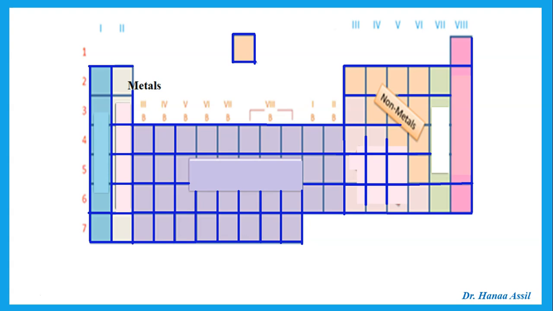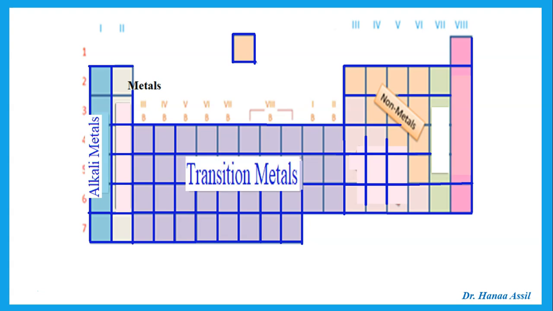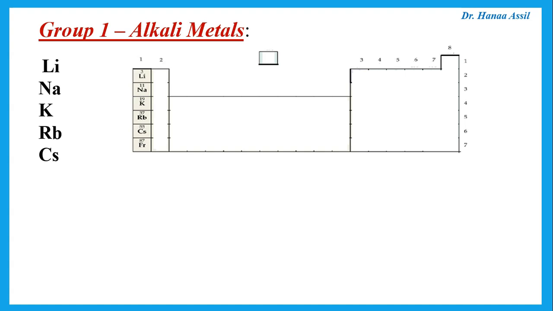So group 1, what is the name of elements in group 1? You should know that these are called alkali metals. The ones in the middle there are transition metals. The ones in group 7 are called halogens, and the ones in group 8 are called noble gases. So group 1 are called alkali metals. We already know that because they're in group 1, they all have 1 electron in the outermost shell.